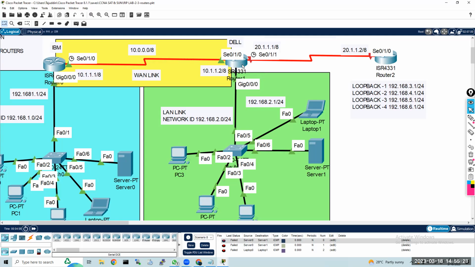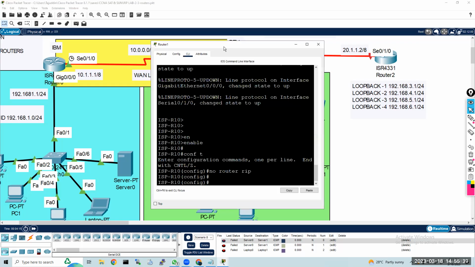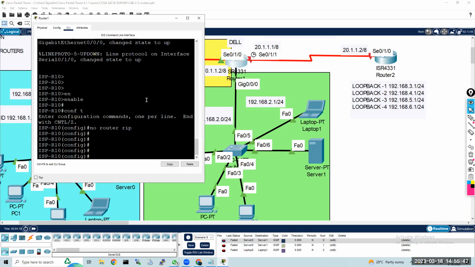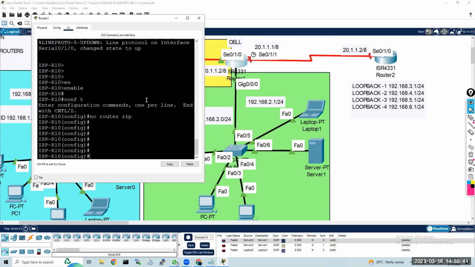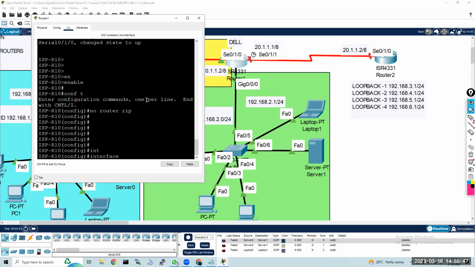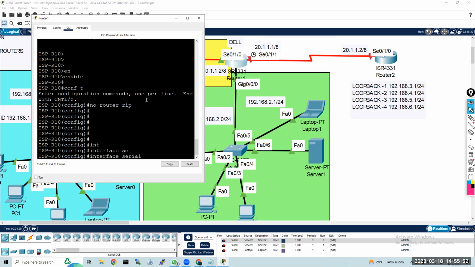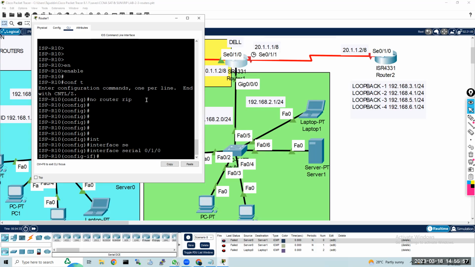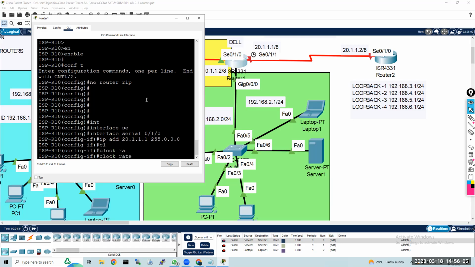So let's configure this router now, because we have to give the IP address for this interface, then this interface, and in this router, we have to create the 4 loopbacks. Okay, so let's do that. So this is my router 2. Okay, so I need to enter the interface. Which interface? Serial 0/1/0. Okay, give the IP address, that is 20.1.1.1. Okay, 255.0.0.0. Okay, we have to set the clock rate, right?